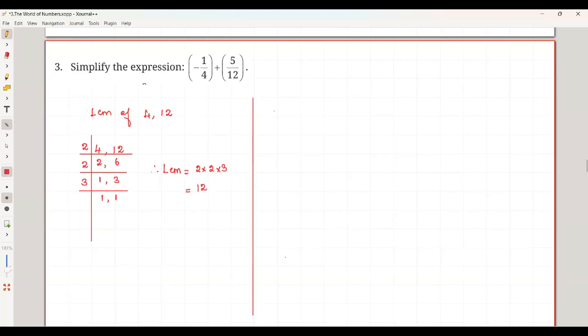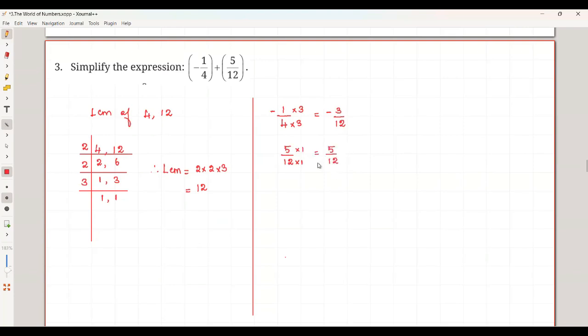Now, therefore, for minus 1 by 4, I have to make the denominator 4 into 12. 4 3s are 12, so the same 3 should be multiplied with the numerator. Therefore, minus 3 by 12. The next one is 5 by 12. Since the denominator is already 12, you can just multiply by 1, so you'll be getting 5 by 12.